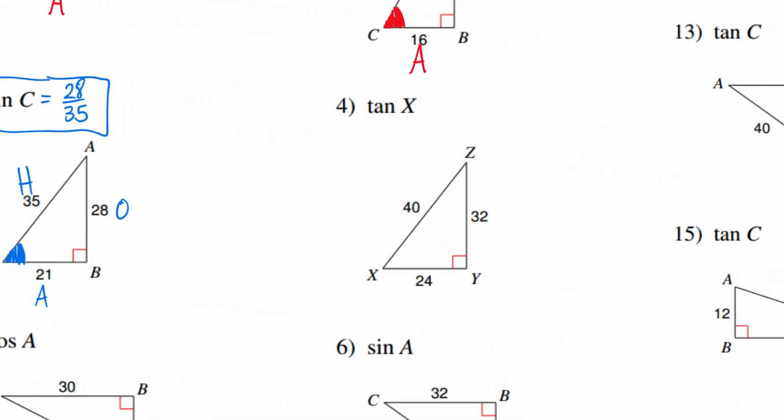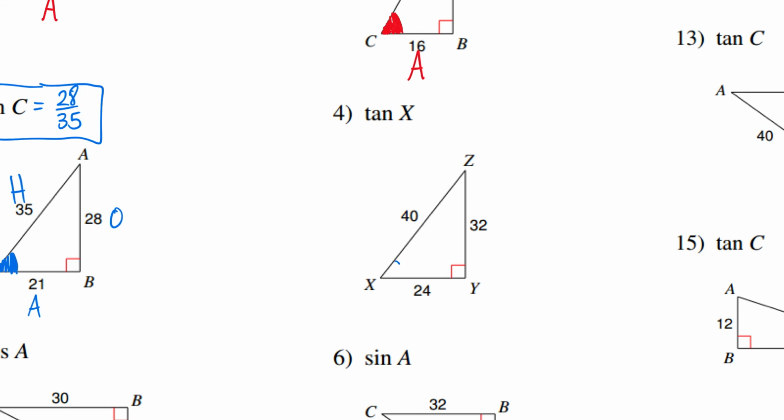Okay, number 4, tangent of angle X. So I'm going to shade in angle X. What's the H? 40, the A, and then the O is 32. Now tangent is TOA. What's the fraction here? Yep, 32 over 24.